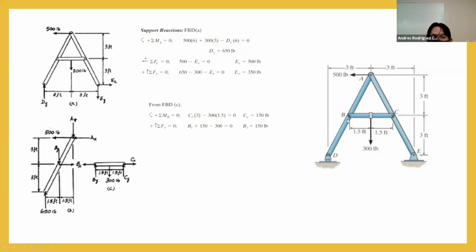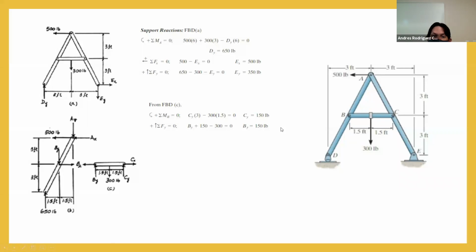And doing a summation of moments in B, we are going to be able to obtain the force acting on C, because we already have this force here. So we got 300 multiplied by 1.5, and we got CY multiplied by 3. Solving for CY, we are going to obtain 150. Same thing here. We are going to do summation of forces in the Y direction, and we already have BY that we don't know. We have 150 in point C, and we have the 300 pounds that are acting in this direction.